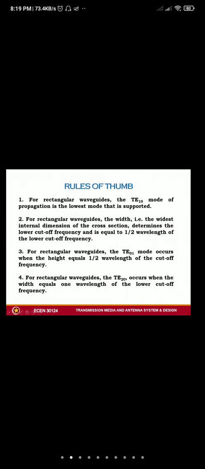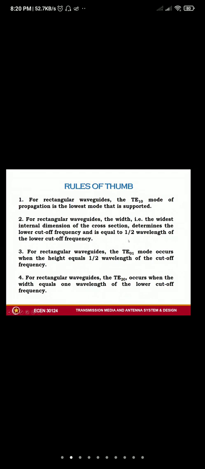Rules of thumb for our waveguide. The TE10 mode of propagation should be the lowest mode that is supported, no lower than that. Then the width, or the widest internal dimension of the cross-section, determines the lower cut-off frequency, and the size here should be 1/2 wavelength.